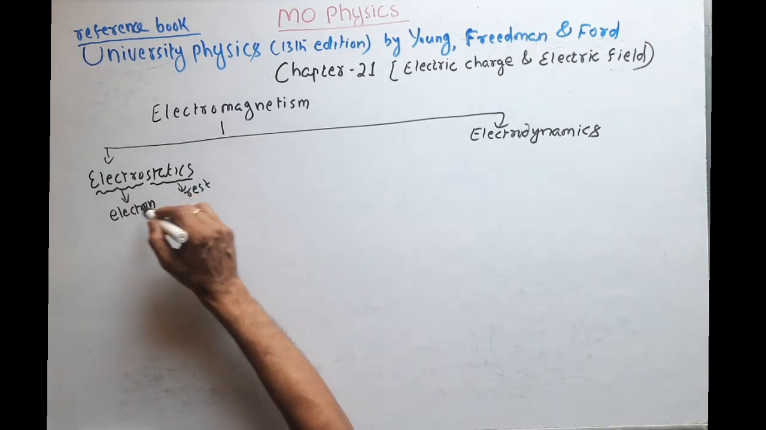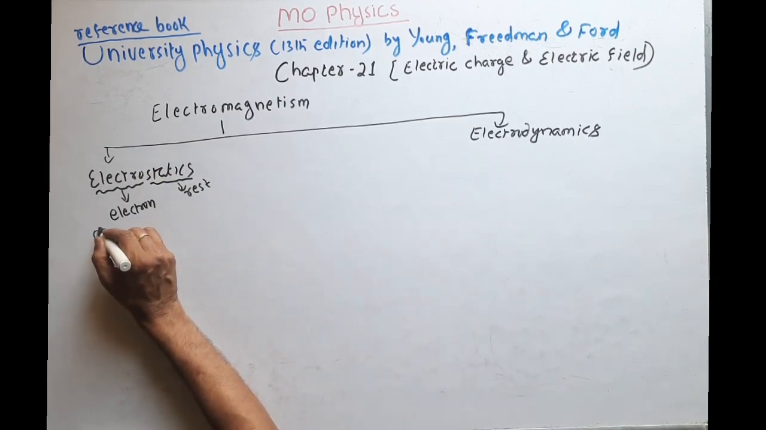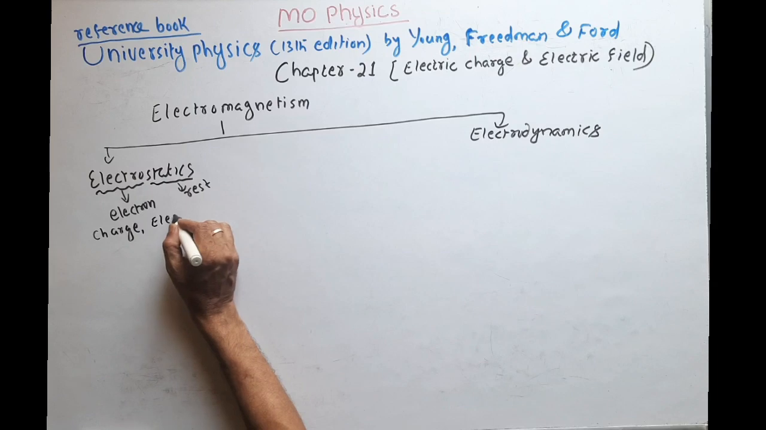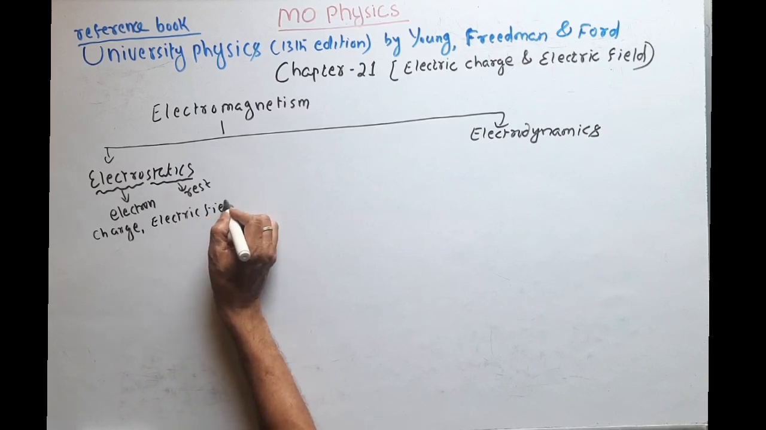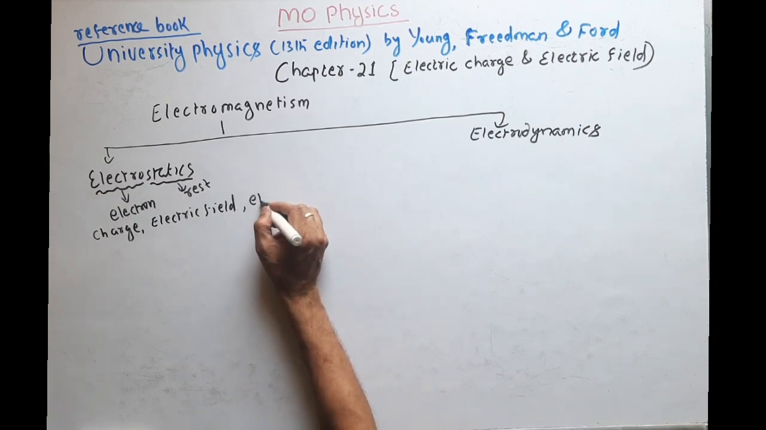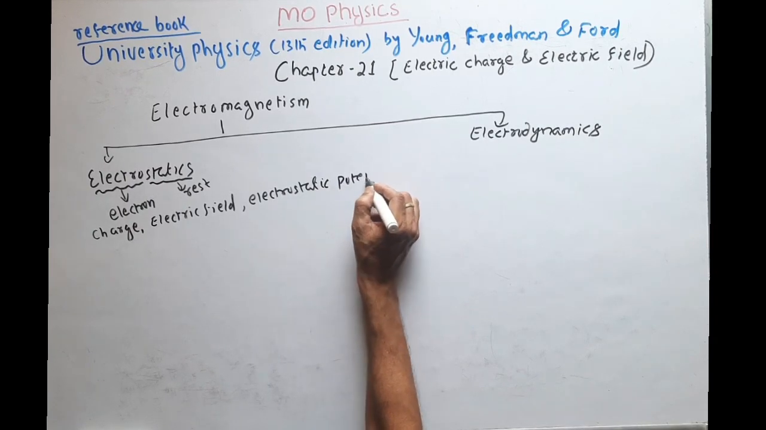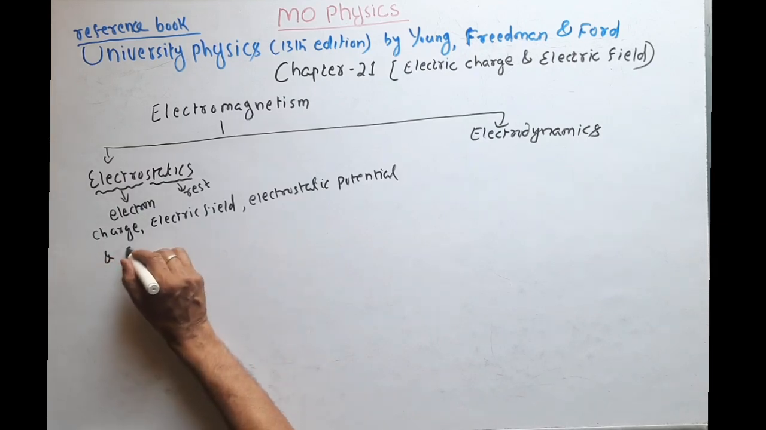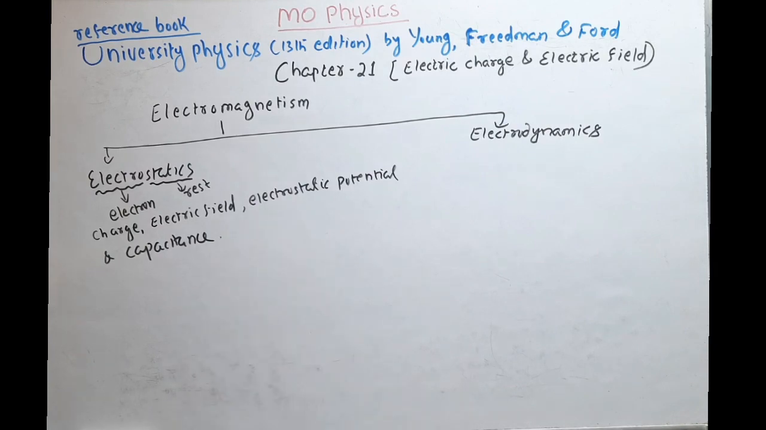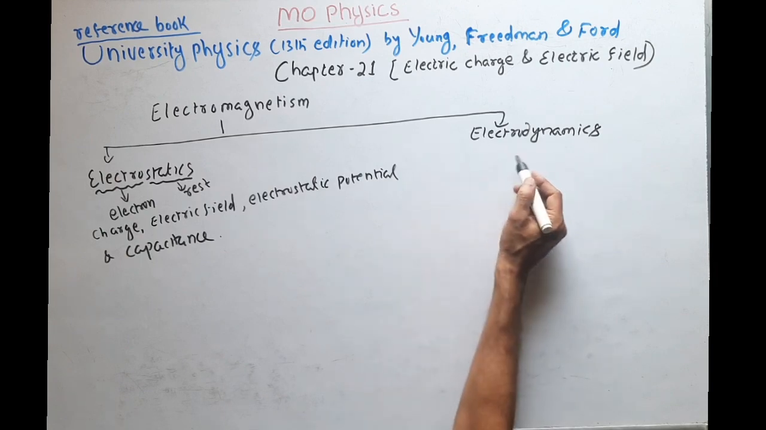What is the topic of discussion in electrostatics? In the electrostatics chapter, we will discuss the concept of charge, then electric field, and electrostatic potential, and finally we will discuss capacitance. These are the topics of discussion in electrostatics. Then what is electrodynamics?